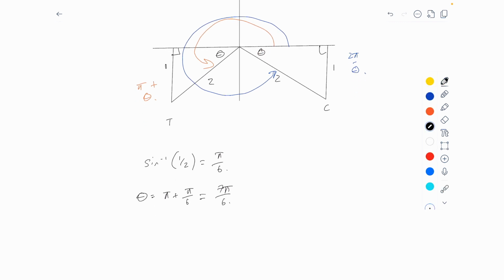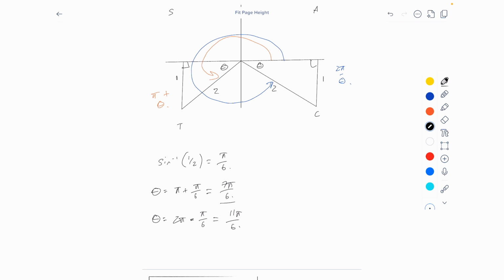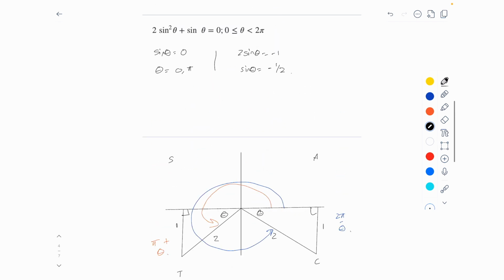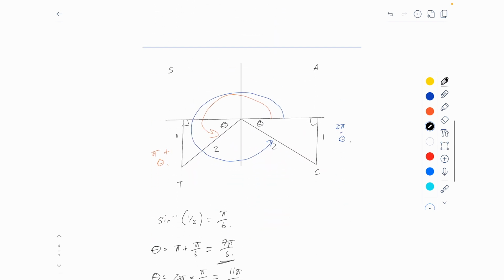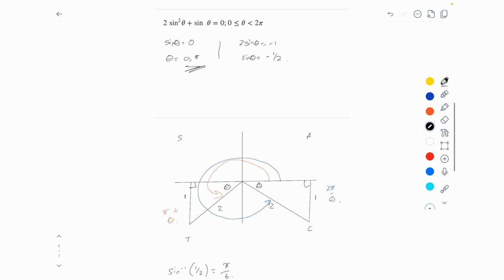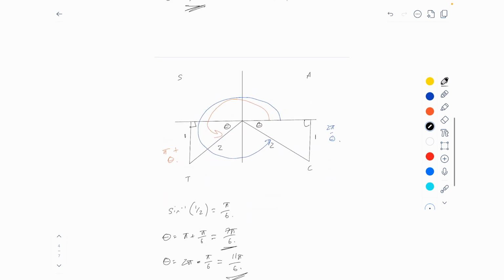Well, theta is also going to equal, as a result, 2 pi minus pi over 6, which is equal to 11 pi over 6. And as you can see, we've got these answers, and that's going to be the final. These are going to be your final answers within that range. There's nothing else we can really do.